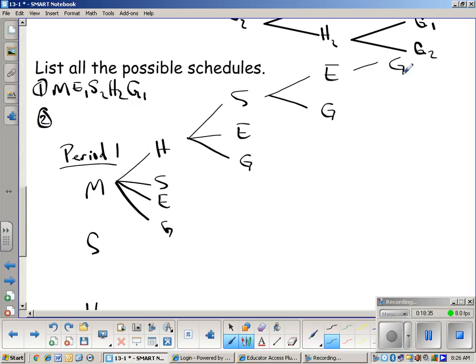Or if I went math, history, science, gym, then it would be English. Or if I went math, history, English, it would either be science or gym. And from science I could take gym, and from gym I could take science. So it's not quite as neat and clean as the one we just did, but it's the same concept. That tree diagram looks something like that.